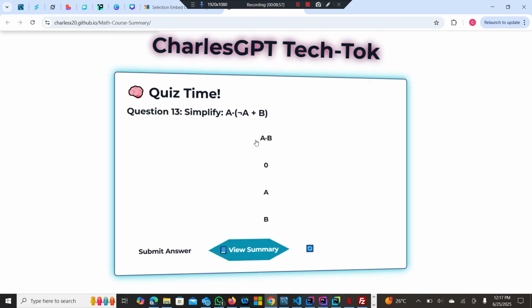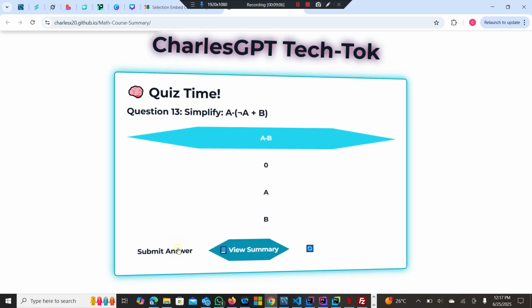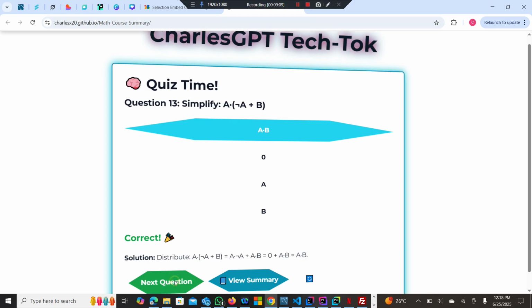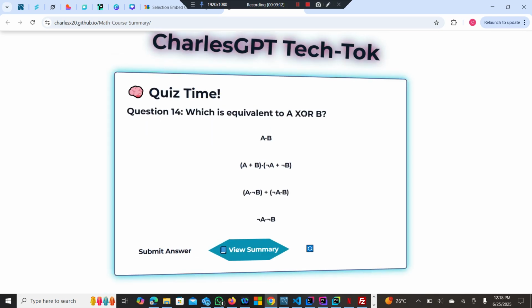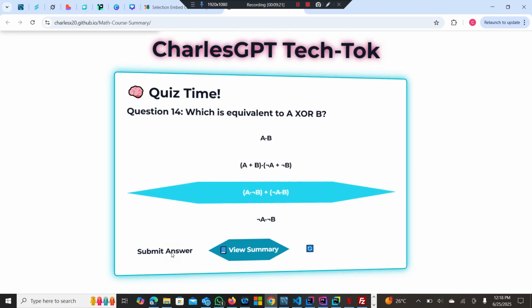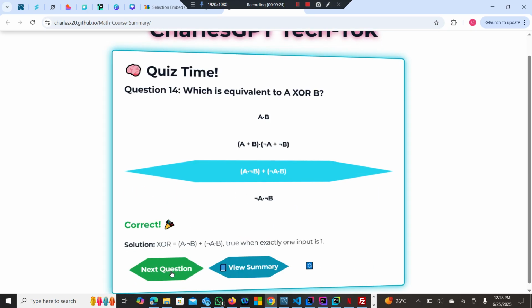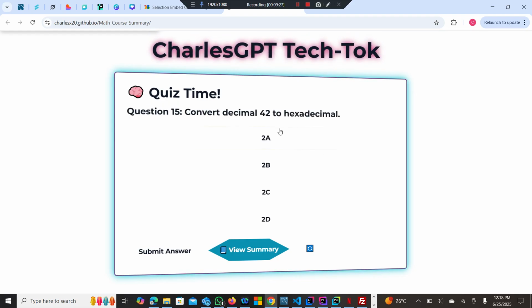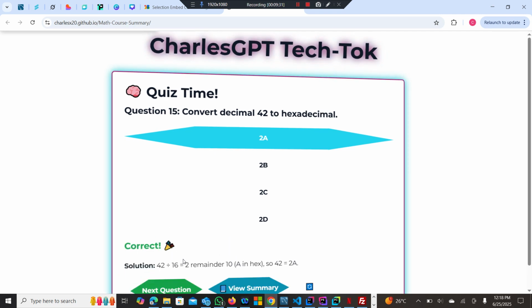The next one, simplify A and so this, and I think it would be this. Let me see. Correct. Next one, which is equivalent to A XOR B. A XOR B would be one of these two, I think. Yeah, I know it's that. So next, convert 42 to hexadecimal. Hexadecimal would be this. Correct.